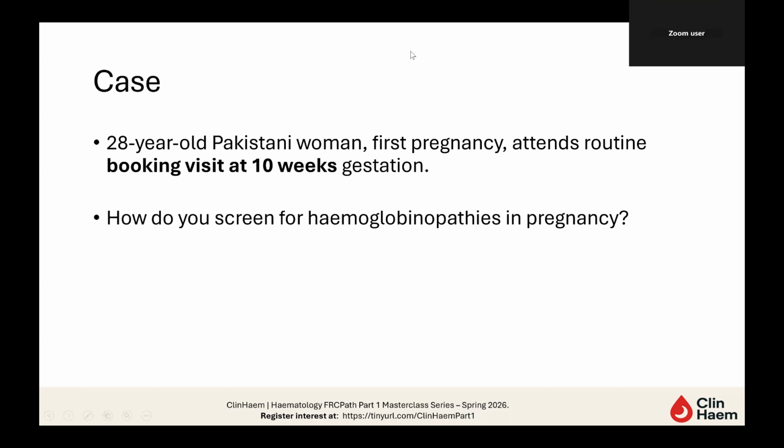Electrophoresis of both parents. Yes, we will do electrophoresis of both parents. But if they say electrophoresis of both parents, it is only for those who are found to be at risk. So I'll explain that in the next slide.